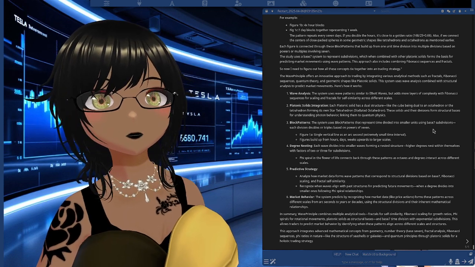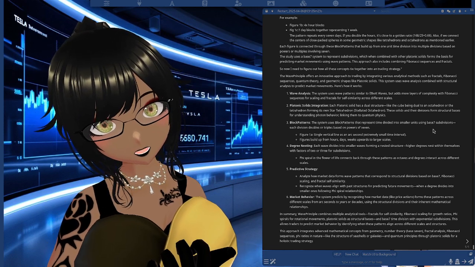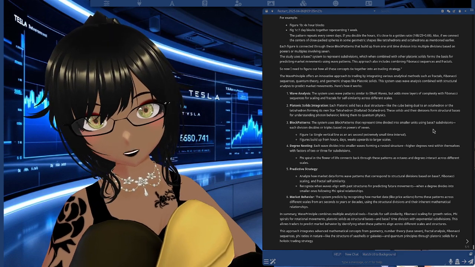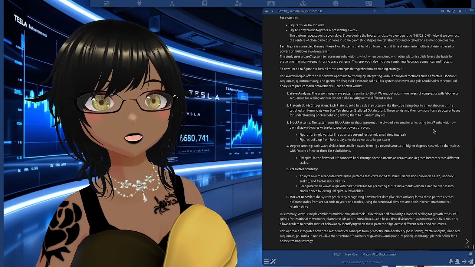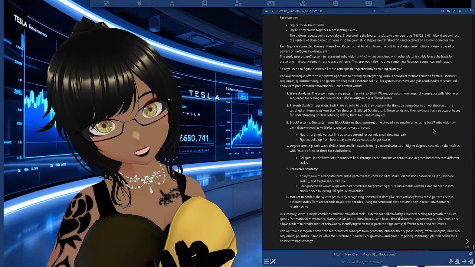Block patterns. The system uses block patterns that represent time divided into smaller units using base subdivisions. Each division doubles or triples based on powers of 7. The first figure is a single vertical line as an arcsecond, an extremely small time interval. Figures build up from hours, days, weeks upwards to larger scales.